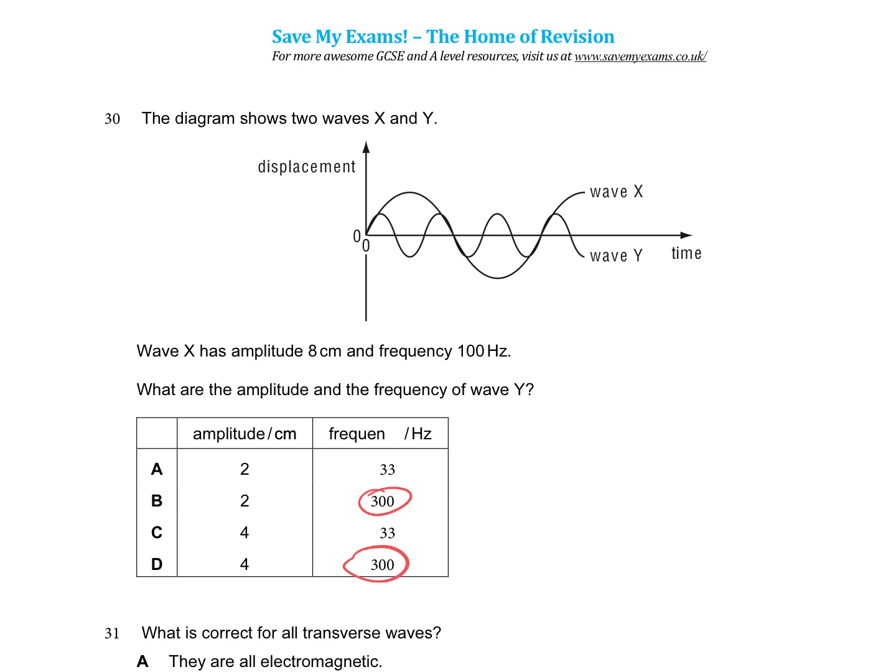Now, which is the correct amplitude? Well, it looks to me like it's about half of 8, therefore 4, so the answer would be D.